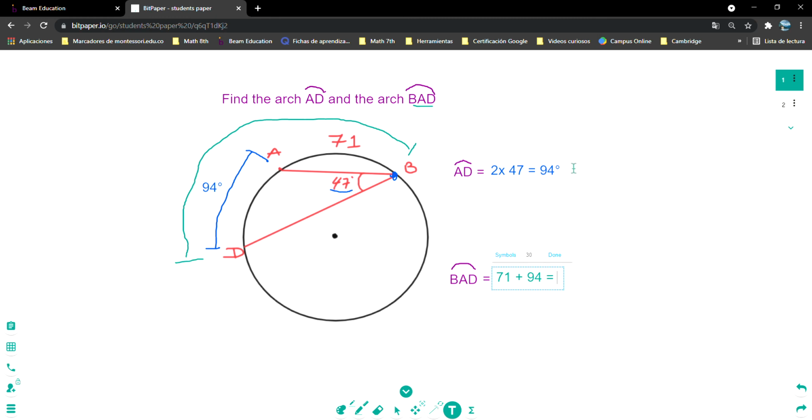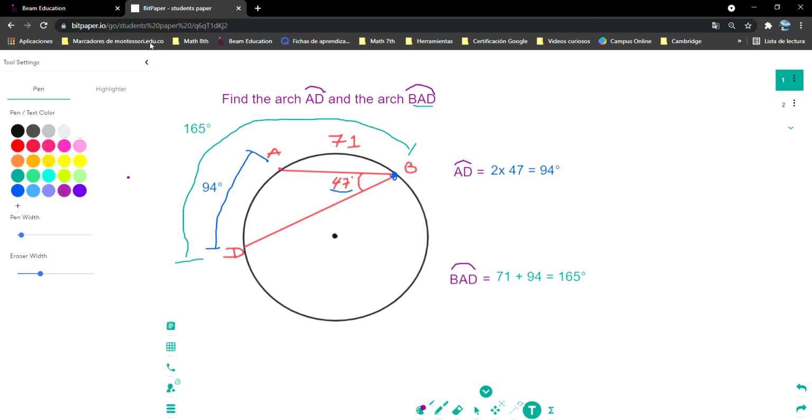And that will be 165 degrees. Okay, the arc BAD will be 165, the green arc.